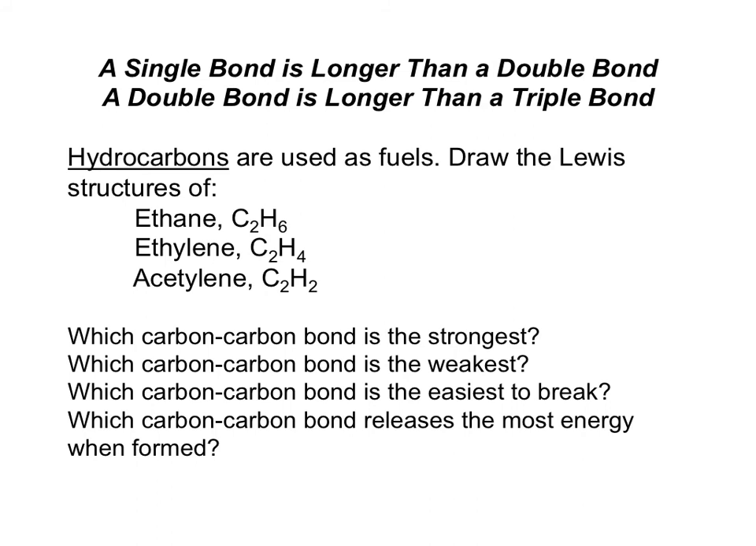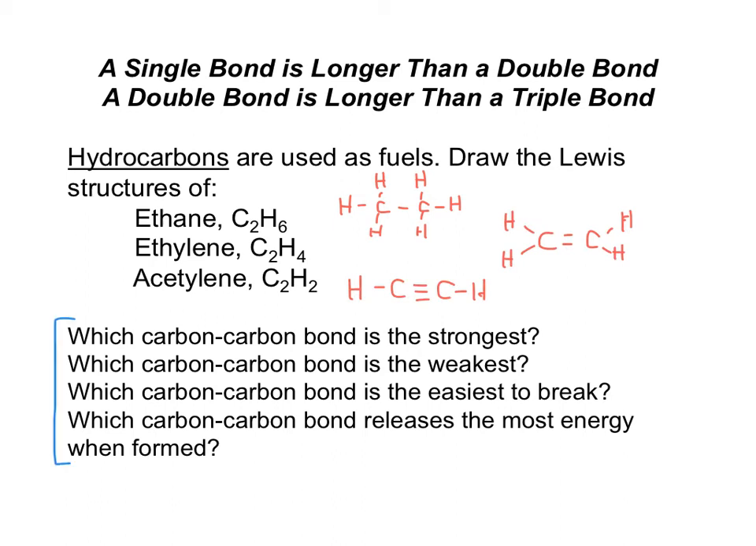Hydrocarbons are organic compounds that often are used as fuels. So stop the video and draw the Lewis structure of ethane, ethylene, and acetylene. Here are the answers. Stop the video again and answer these questions. And the answers are: in real life, atoms are not connected together by lines like shown in our Lewis structures.